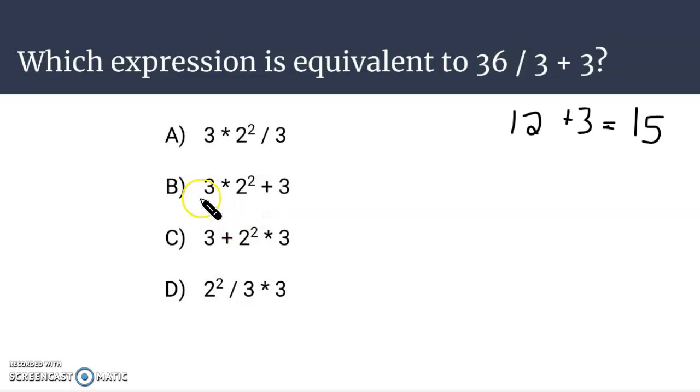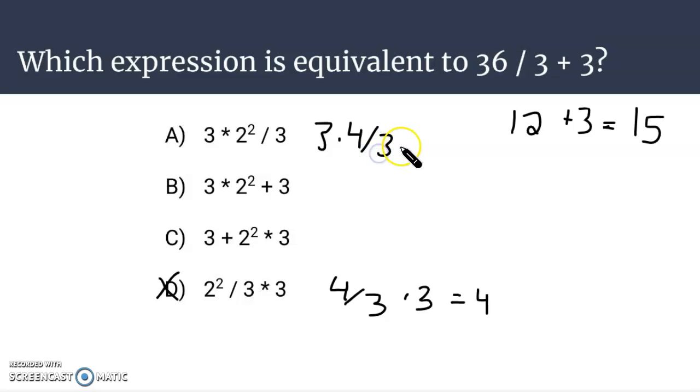Alright, with the matter of going through and simplifying all these, let's try D first. D, we're going to have 4 divided by 3 times 3, and that simplifies to 4. So D doesn't work. Let's try A. 3 times 2 squared, that's 3 times 4 divided by 3. 3 times 4 is 12. 12 divided by 3 is 4. Nope, we're looking for 15.